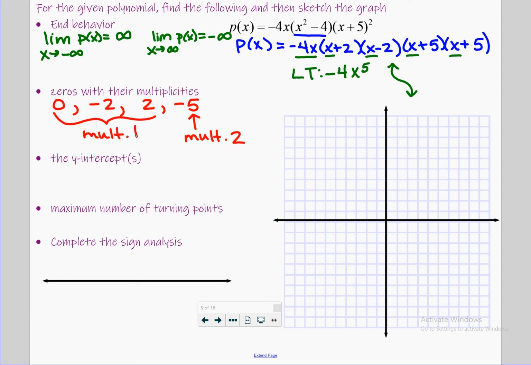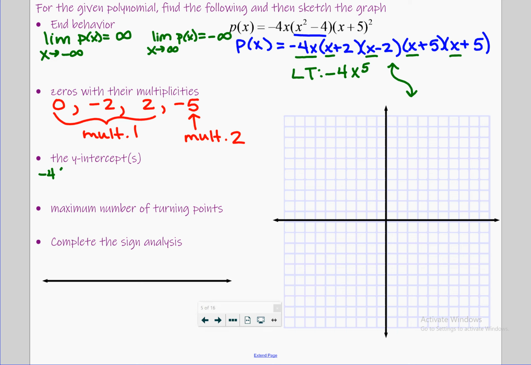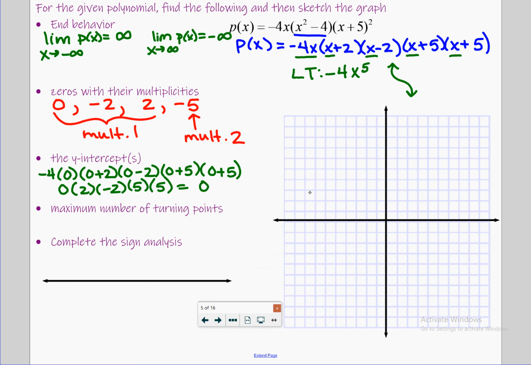Okay. Y-intercept, we're just going to plug in 0 for x. So negative 4 times 0, 0 plus 2, 0 minus 2, 0 plus 5, plus 5 again. There we go. All right, simplify everything. Negative 4 times 0 is 0, times 2, times negative 2, times 5, simplifying in each of those parentheses, times 5 again. Well, I have 0 times a bunch of stuff, so it is 0. Maximum number of turning points is what? How do I find that?